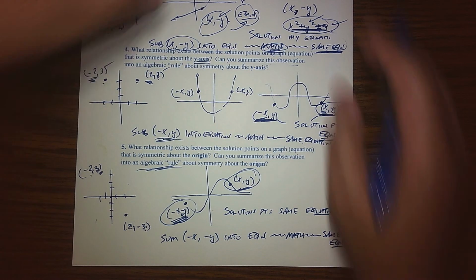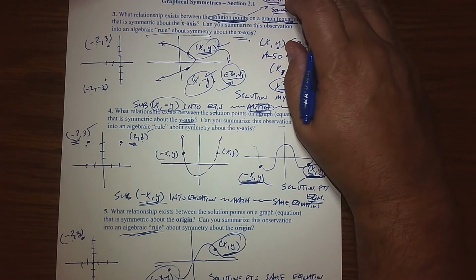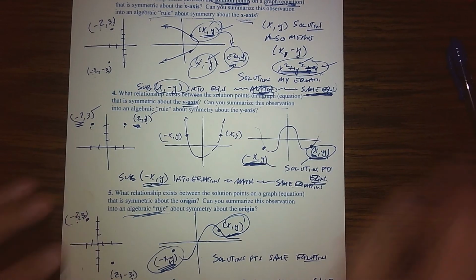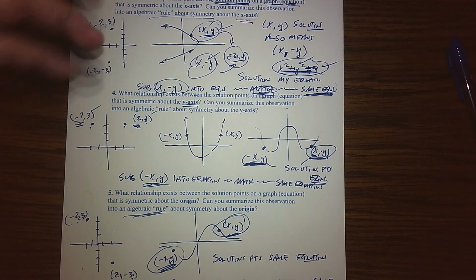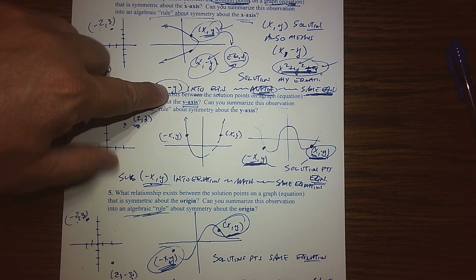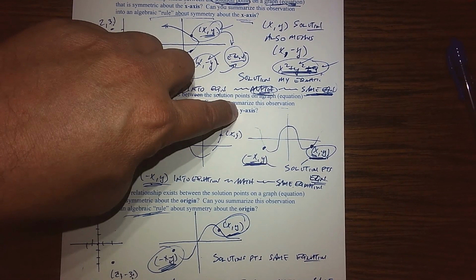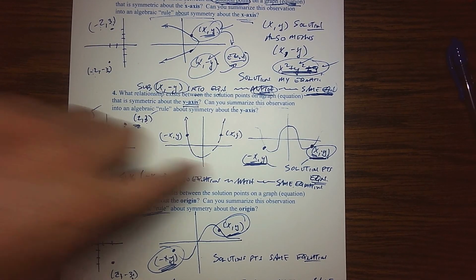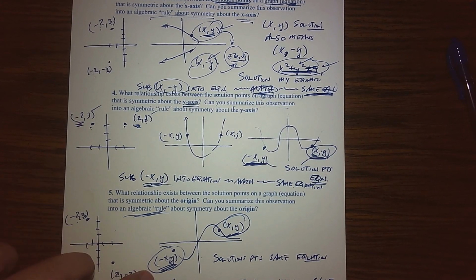Hopefully this isn't too abstract a concept. Algebra obviously is very abstract, but hopefully this gives you a good idea. For symmetry about the x-axis, we're replacing y with -y and seeing if we get the same equation back. For symmetry about the y-axis, we're replacing x with -x and seeing if we get the same equation back. For the origin, we're replacing both of them with their negatives, their opposites, and seeing if we get the same equation back. Let's put that into practice in some homework-like problems.